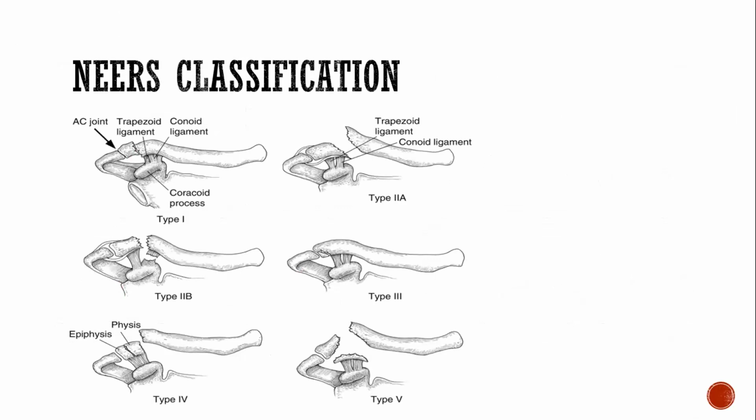And in 2B, the fracture is occurring in the distal clavicle through the CC ligament. In type 3, it is an intra-articular fracture which occurs lateral to the CC ligament. In this type, the CC ligament will be intact. Type 4 is the fracture occurring in skeletally immature patients, and type 5 is a comminuted clavicle fracture.